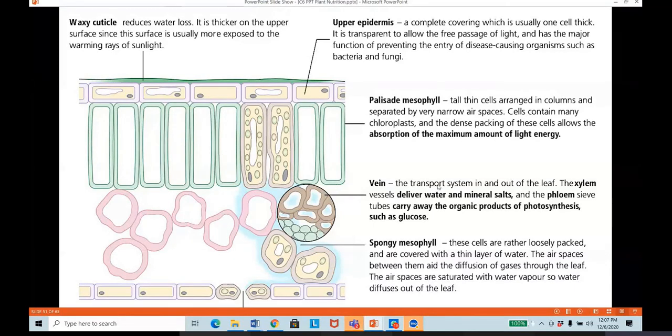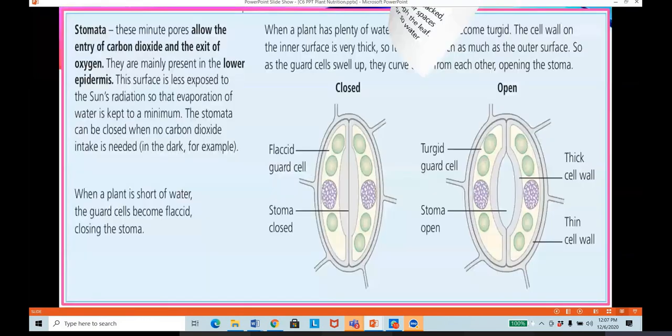Now we have the function of the veins over here, as we discussed already, followed by the spongy mesophyll. It is the same place, the spongy mesophyll, through which the veins also run. The spongy mesophyll cells are rather loosely packed and they are covered by a thin layer of water. The air spaces between them aid the diffusion of the gases through the leaf, and the air spaces are saturated with water vapor, so water diffuses out of the leaf.